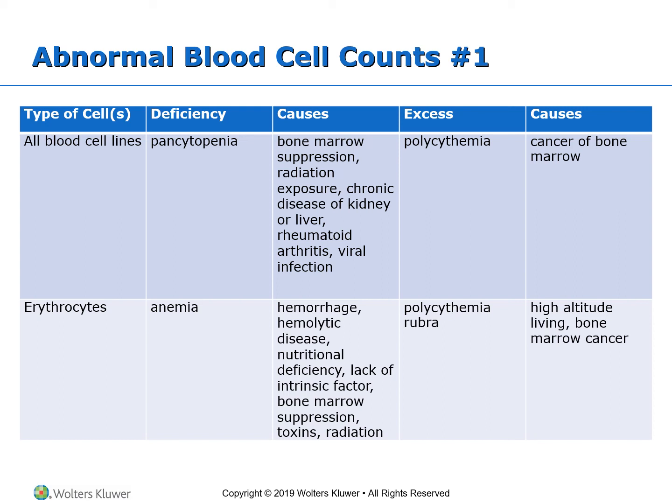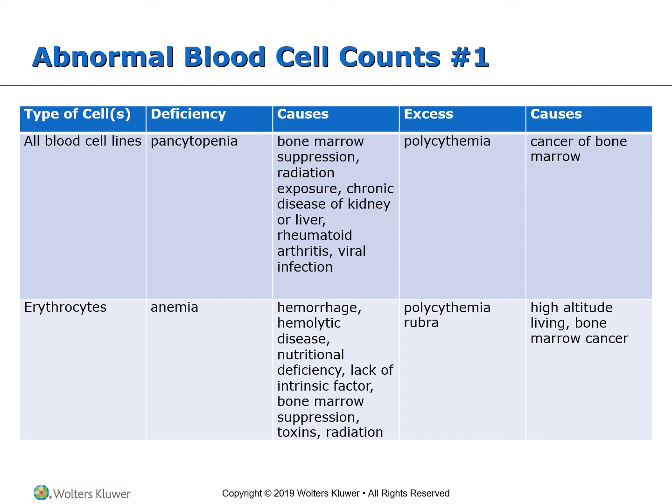Now let's look at the condition that will affect all blood cells, and that is called pancytopenia. PAN means all. There will be a deficiency in development of all cells, as a result of a suppression of the bone marrow and a disease at the level of the stem cells in the bone marrow.